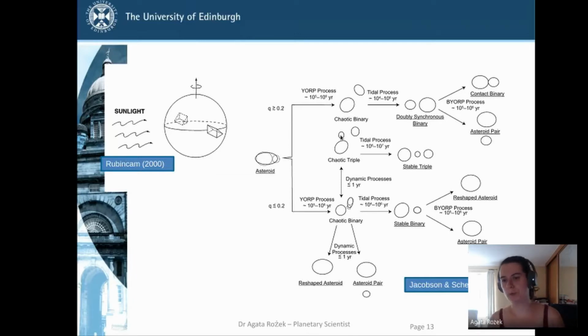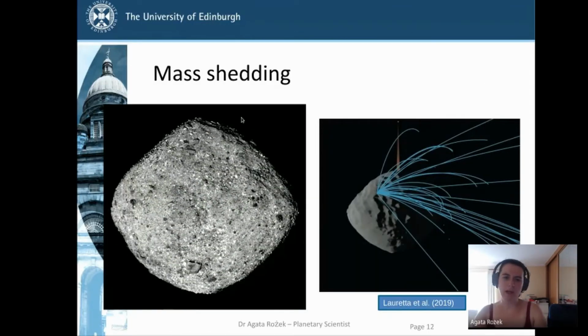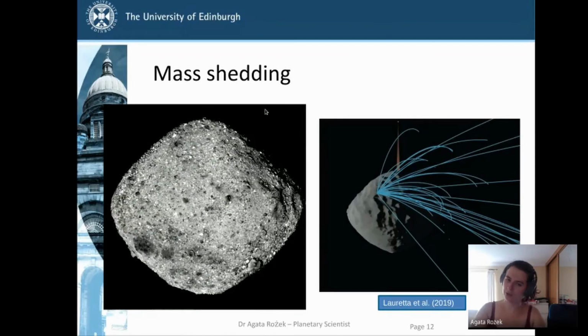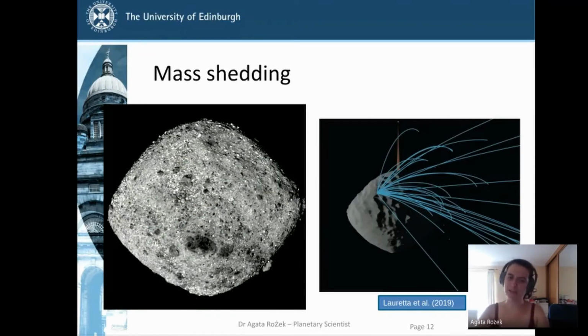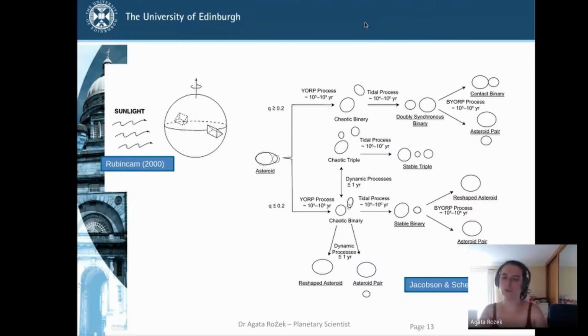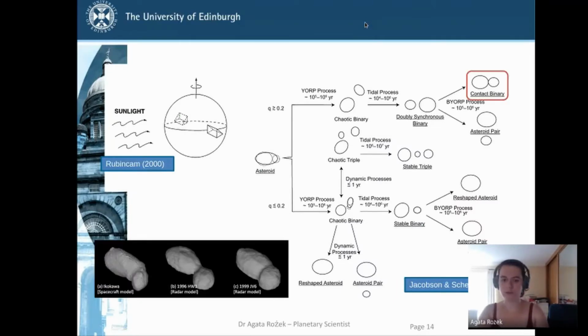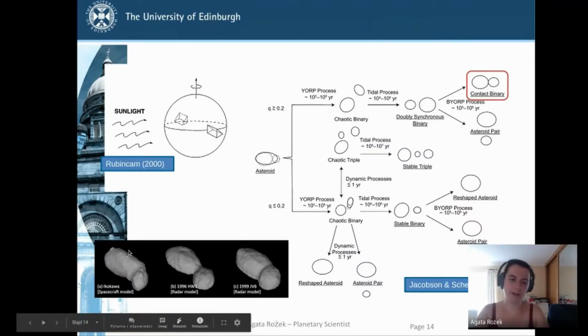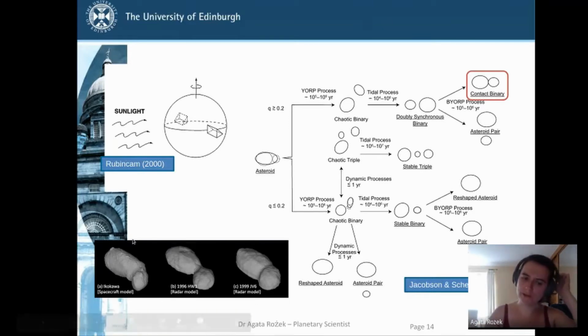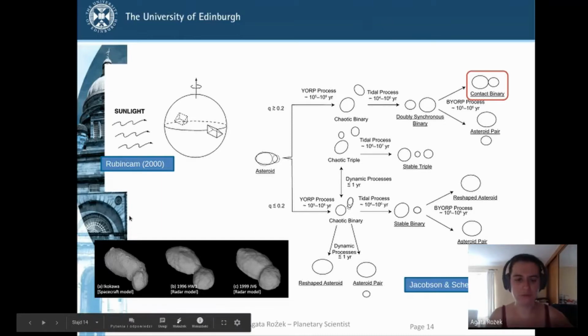So this was proposed 9 years ago. We now know that there is more than one way to create a contact binary. And we can see quite a lot of them as well. About 30% of the near-Earth asteroids that we can model with precise shape models have this kind of shape. And another 20 to 30% are those contact binaries. And here in the lower left, there are 3 examples of such asteroids.